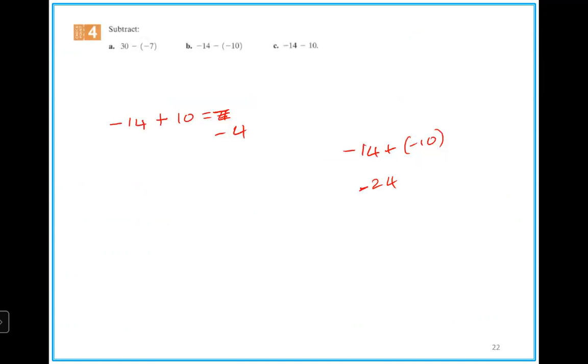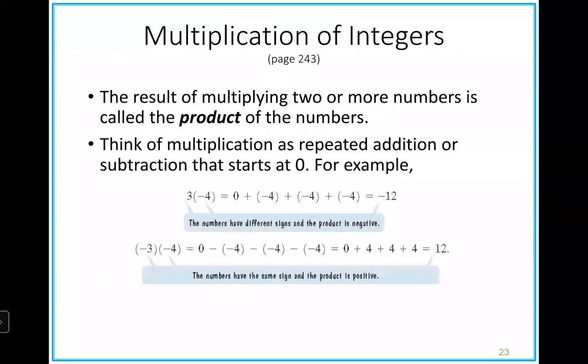Okay, so we just finished looking at checkpoint 4, so let's move on then. So the rule now for multiplication of integers. It says here, the result of multiplying two or more numbers is called a product. So when you multiply numbers, the answer that you get is called a product.